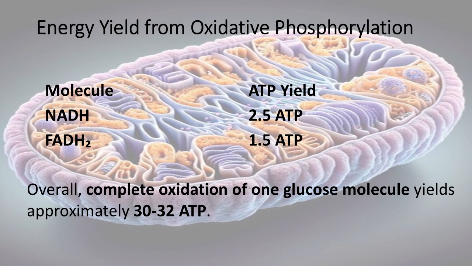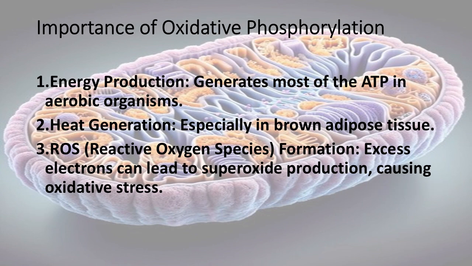Energy yield from oxidative phosphorylation. Molecule and ATP yield: NADH, 2.5 ATP; FADH2, 1.5 ATP. Overall, complete oxidation of one glucose molecule yields approximately 30 to 32 ATP. Importance of oxidative phosphorylation: energy production generates most of the ATP in aerobic organisms. Heat generation, especially in brown adipose tissue. ROS, reactive oxygen species formation: excess electrons can lead to superoxide production, causing oxidative stress.